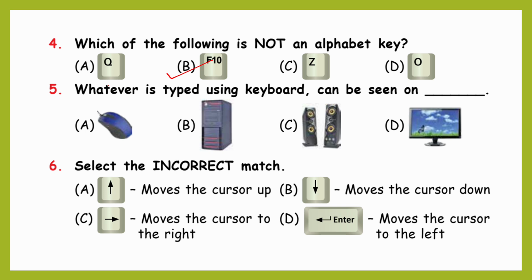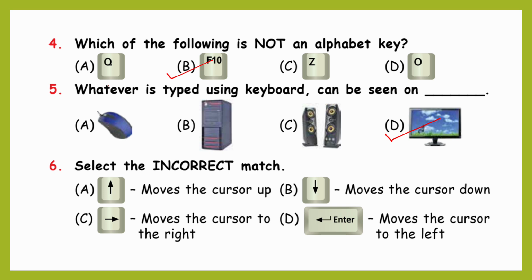Then, fifth one. Whatever is typed using keyboard can be seen on dash. Option A, mouse. Option B, CPU. Option C, speaker. Option D, monitor. Which is the correct answer? Option D, monitor. Whatever you type using keyboard, you can see on monitor.